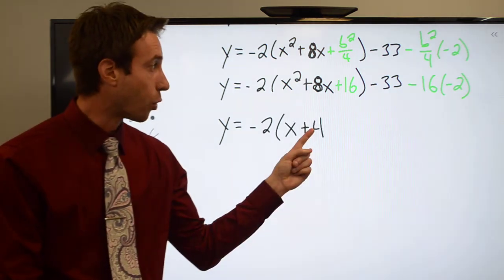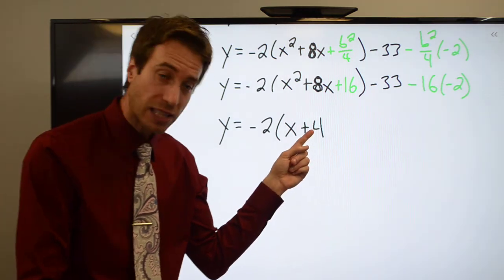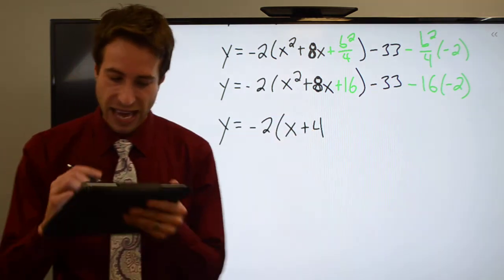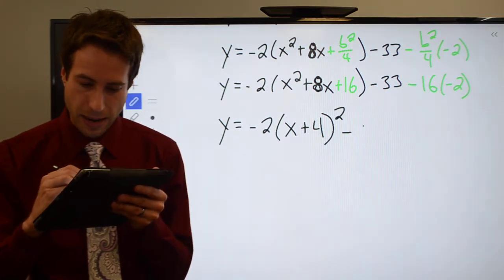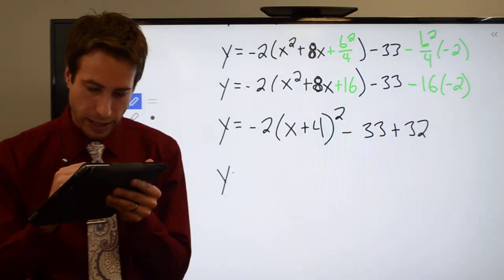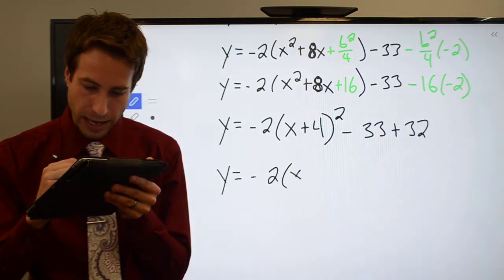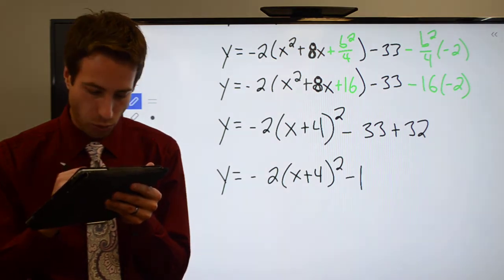Plus 4 times plus 4 is a positive 16. Plus 4 is a positive 8. I need 2 of them though, so I'll just write it as a square, and then I'll have minus 33 plus 32, and so y is equal to negative 2 times (x plus 4) squared minus 1.